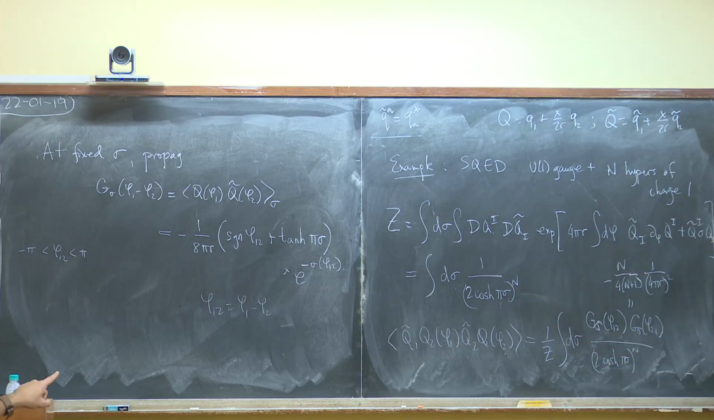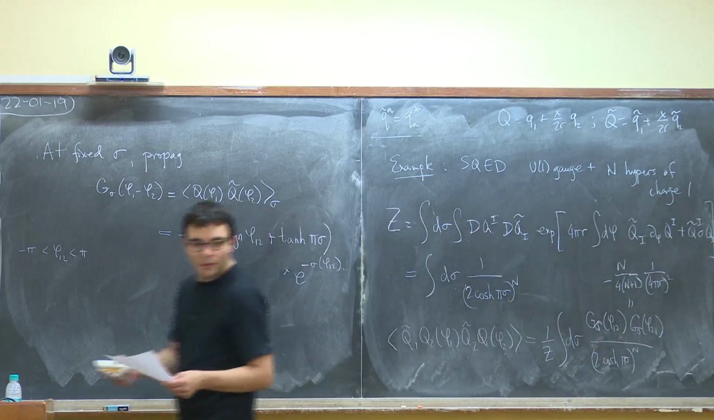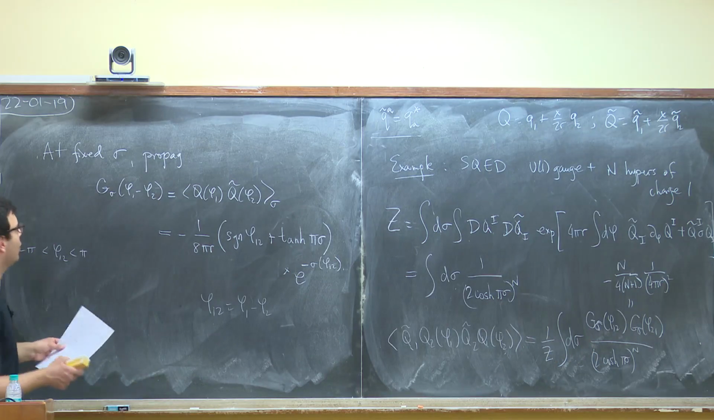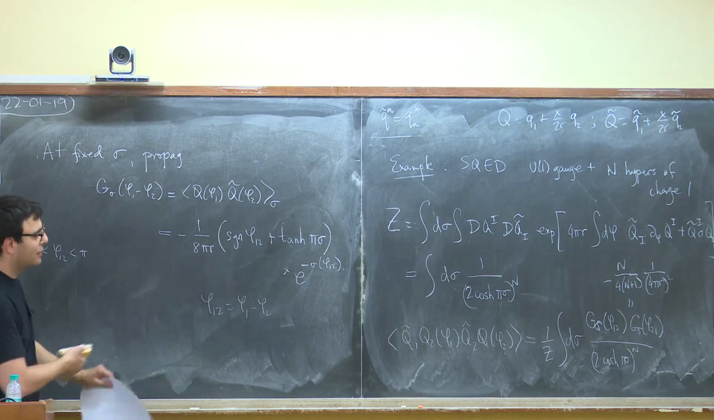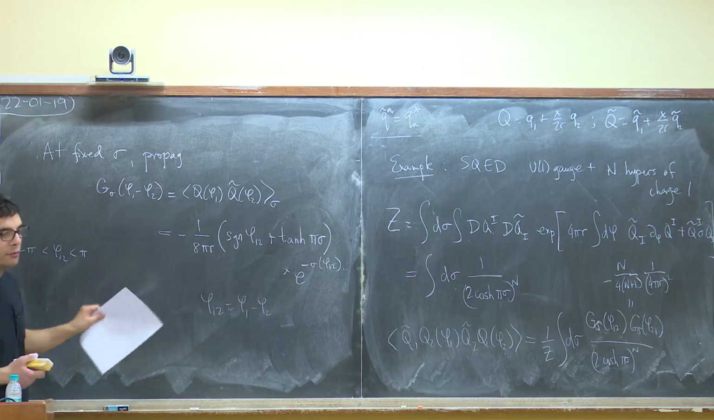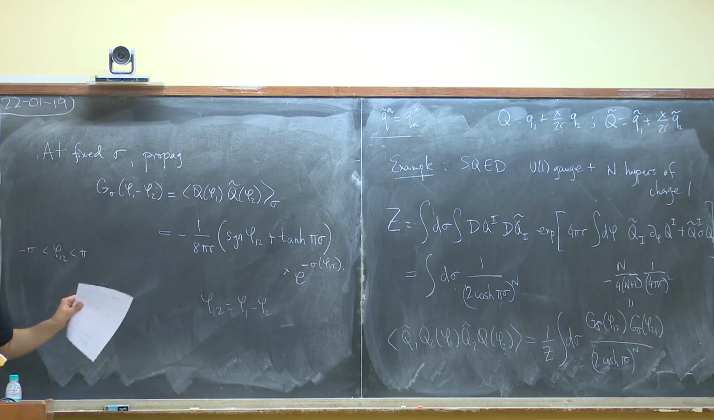Wait, did the tanh pi sigma also cancel before doing the integral? No, the tanh pi sigma doesn't cancel, but it doesn't depend on phi. So it's still topological. Phi is the angle, yeah, that's right. Okay. And then you can do other examples. I will use this example actually tomorrow to describe the holographic dual of this theory.